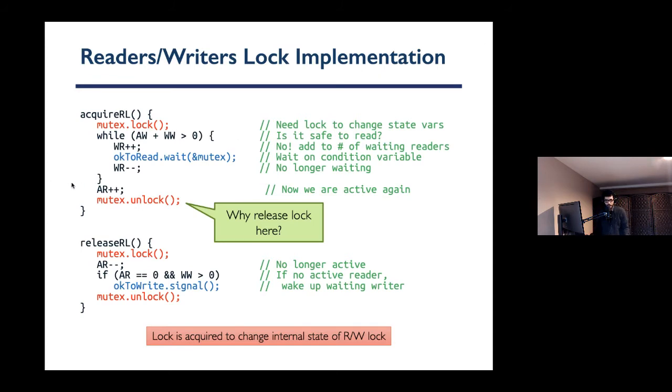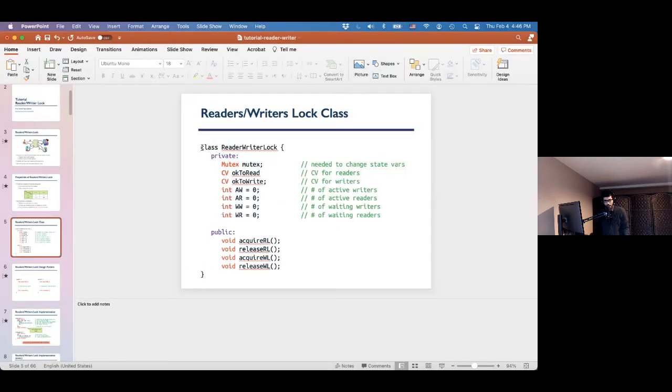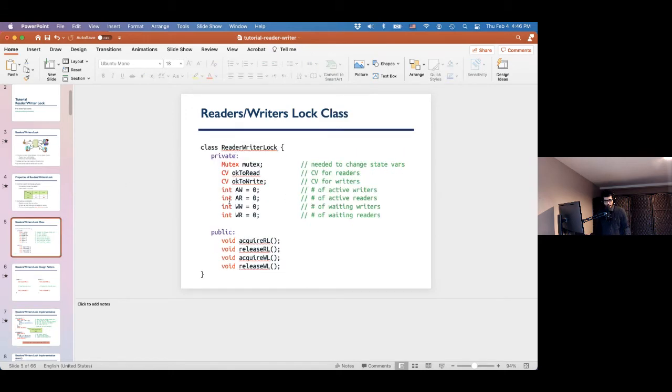So if I go back to this slide here, this is my class that I'm implementing right now. So this is my class, and these are the internals of this lock. And then every thread that uses this lock might change these. So to protect it from race conditions, I use this mutex to protect the internal state of the lock.